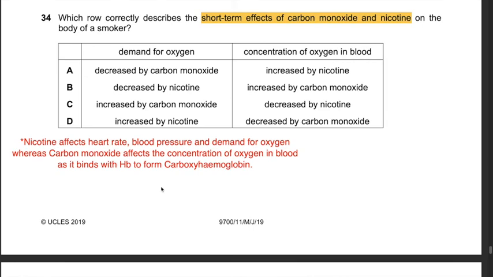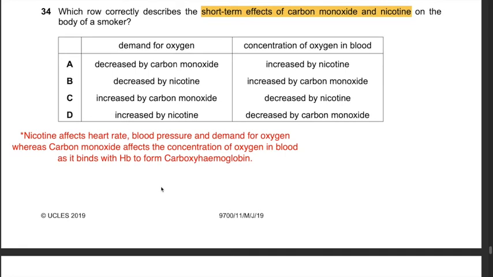Question 34. Which row correctly describes the short-term effects of carbon monoxide and nicotine on the body of a smoker? The columns are demand for oxygen and concentration of oxygen in blood. The key thing you should know about over here is that nicotine affects heart rate, blood pressure as well as the demand for oxygen, whereas carbon monoxide affects the concentration of oxygen in blood as it binds with hemoglobin to form carboxyhemoglobin. Therefore, if we go to the answers A, B, C and D, A. Demand for oxygen decreased by carbon monoxide. That is incorrect, as carbon monoxide doesn't decrease the demand for oxygen but rather the concentration of oxygen in blood.